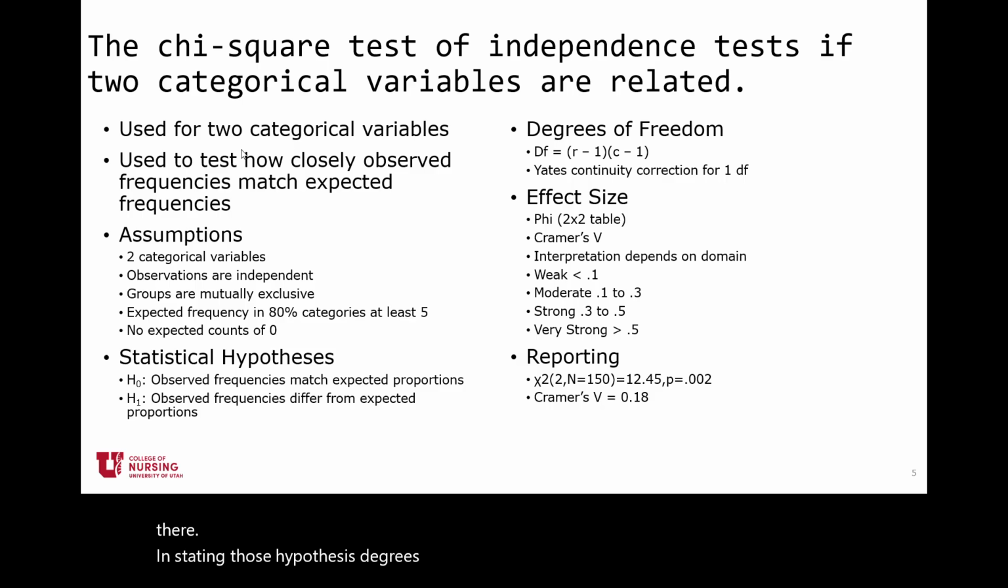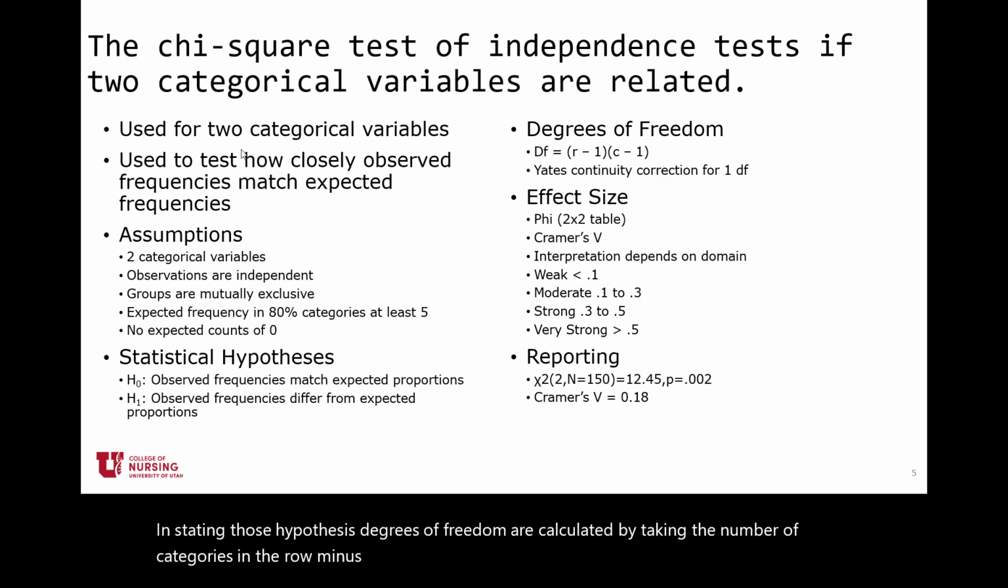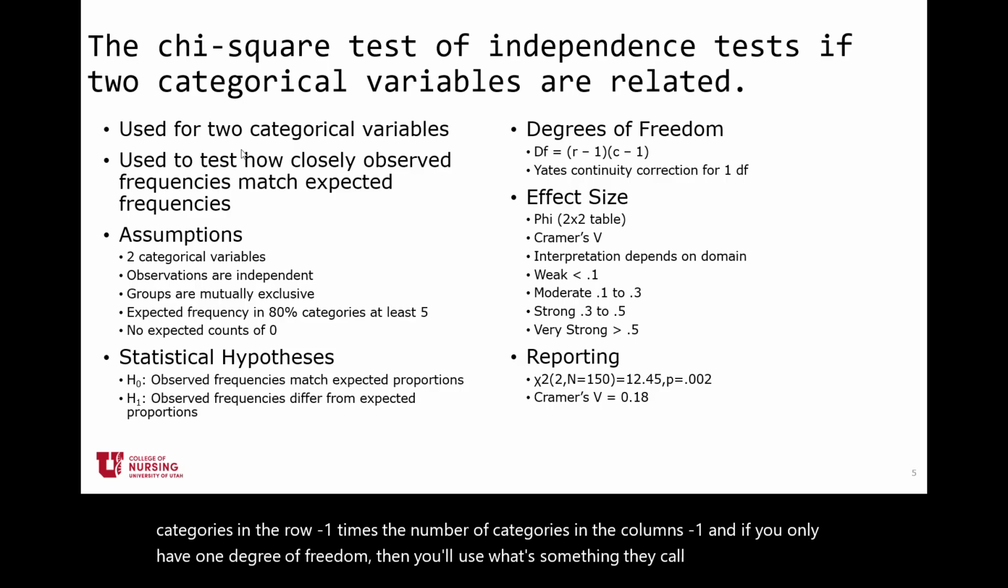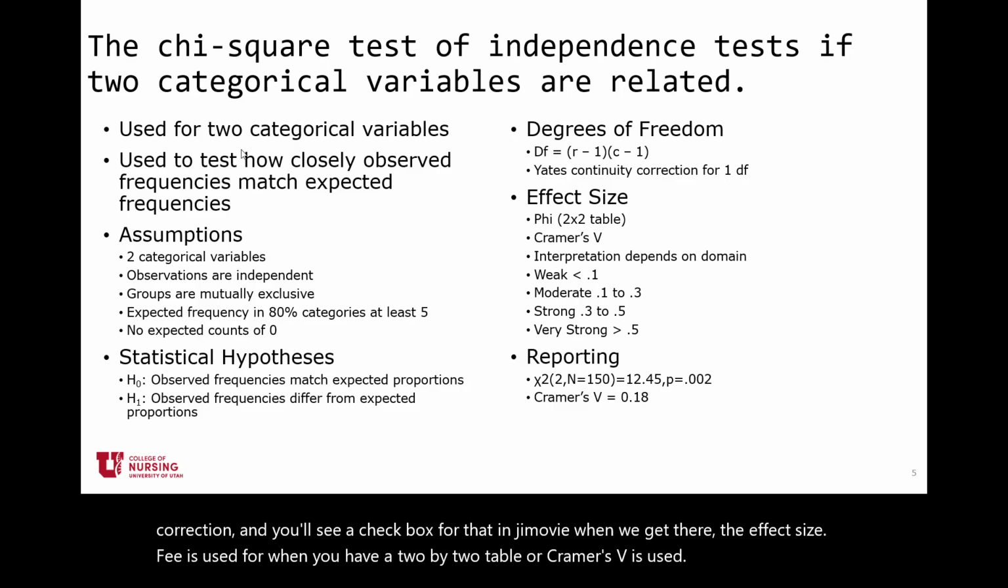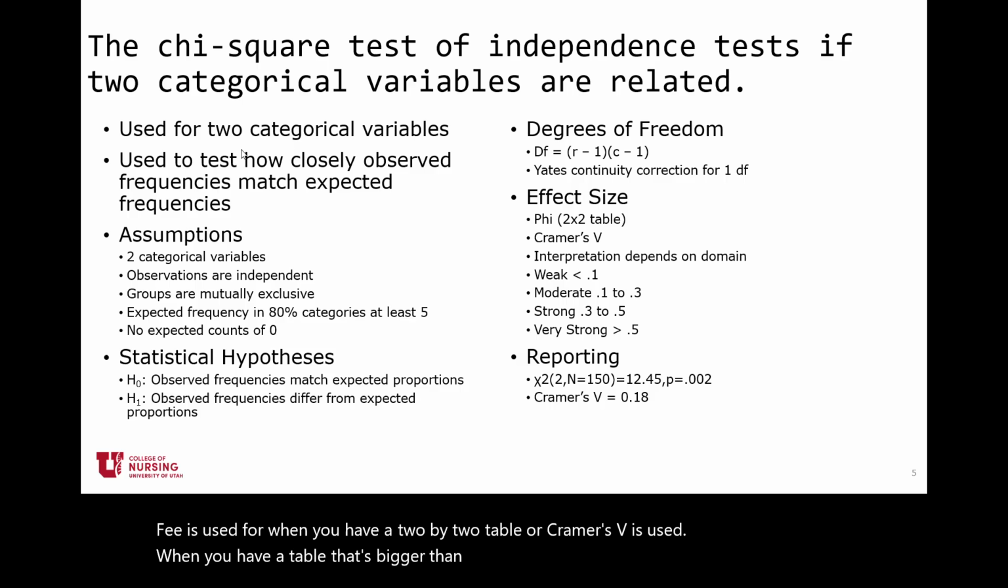Degrees of freedom are calculated by taking the number of categories in the rows minus 1 times the number of categories in the columns minus 1. And if you only have 1 degree of freedom, then you'll use something called the Yates continuity correction, and you'll see a checkbox for that in Jamovi when we get there. The effect size phi is used when you have a 2x2 table, or Cramer's V is used when you have a table that's bigger than 2x2, and you're going to see that in Jamovi.